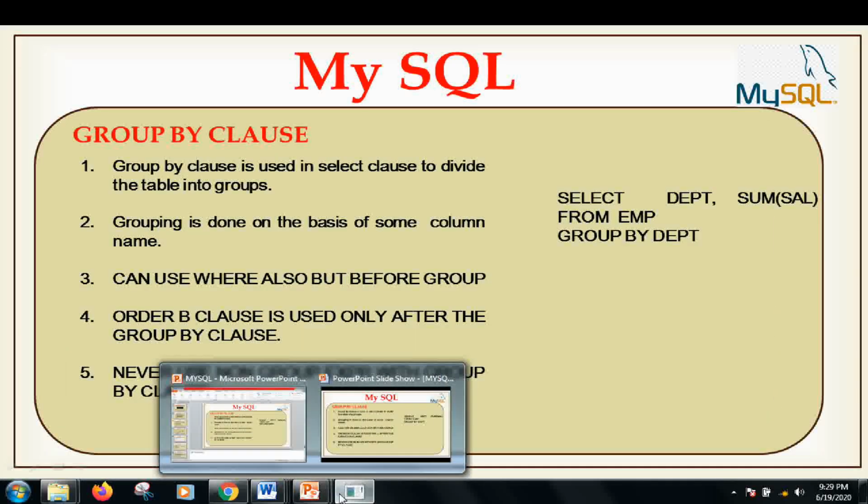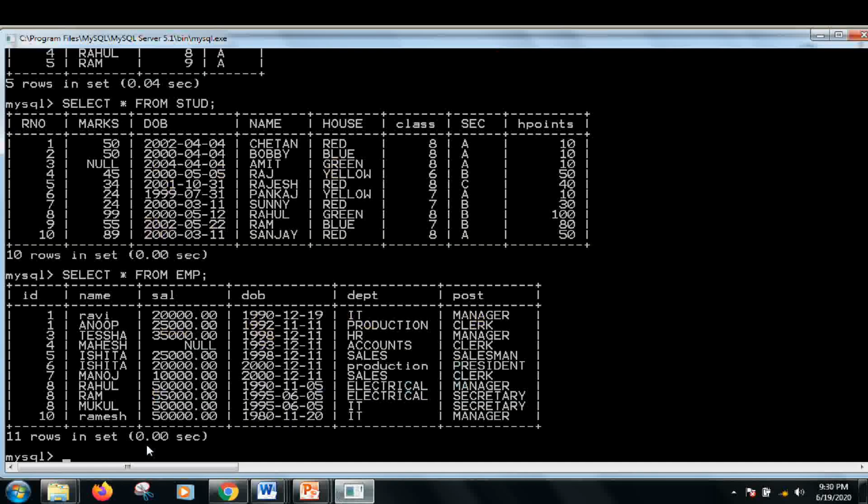For example, if I want to count the number of employees department wise, how can I write the query? I select the department name and then count star, from student group by department. Now let us try to understand what this query is doing.